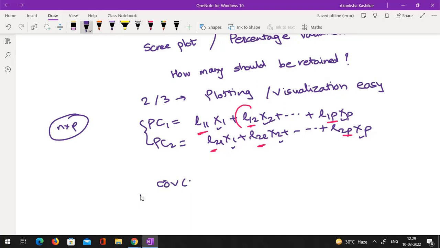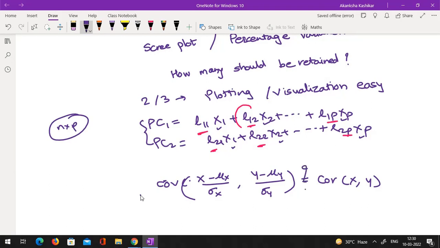Covariance of, say, (x minus mu x) upon sigma x and (y minus mu y) upon sigma y. Does it have any other name in statistics? Correlation. This is exactly the same as correlation between x, y, correct? If you are not sure, try this as homework. Covariance between (x minus mu x) upon sigma x and (y minus mu y) upon sigma y, where x, y, everything is scalar, is the same as correlation between x, y.